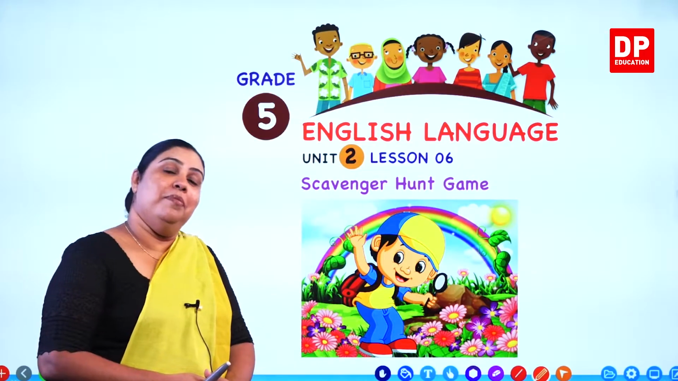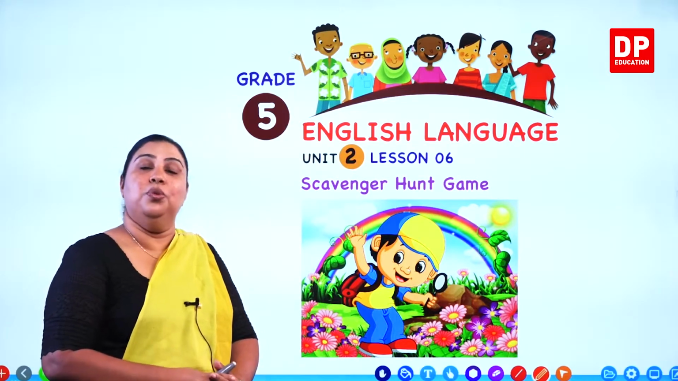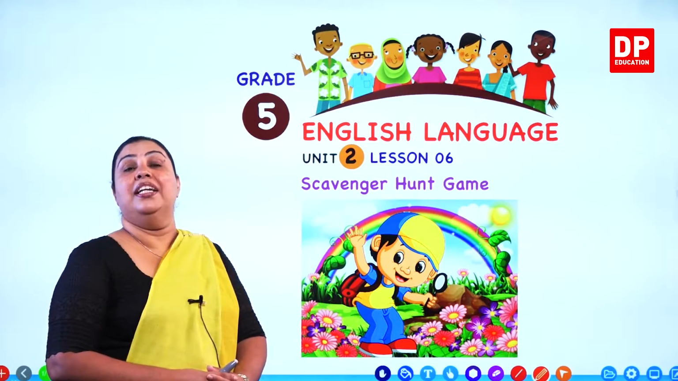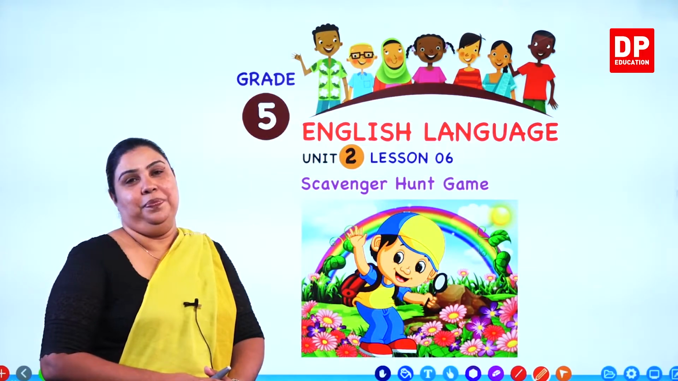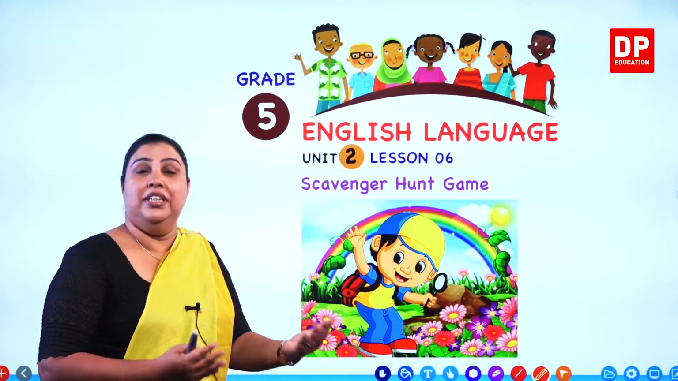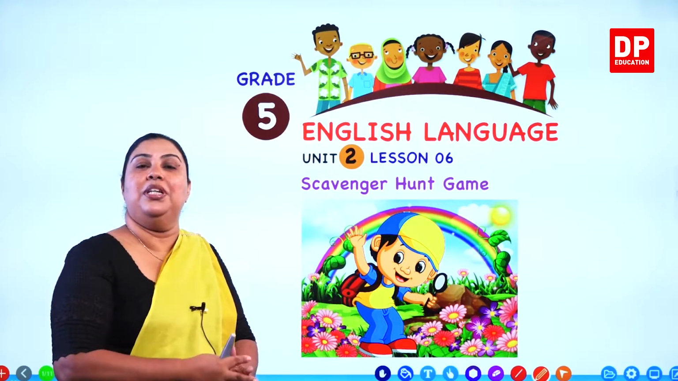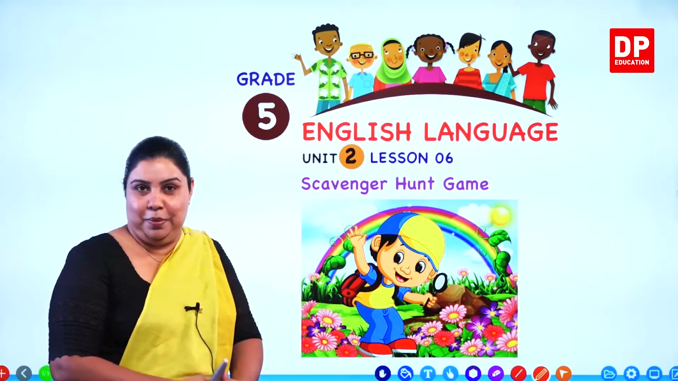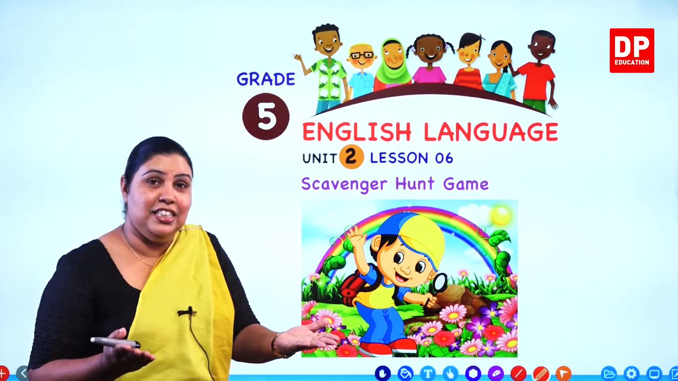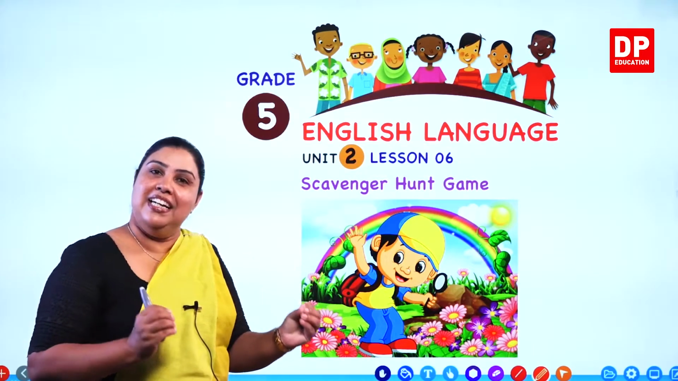I am in a studio, I am not in a school or outside. But now in your pupil's book, when your teacher in your school is doing your lesson, she will take you to the garden to do this scavenger hunt. Because we are talking about nature, you have to go to your school ground or your school garden and you can do this game. I know definitely your teacher is going to take you out to do the scavenger hunt game. But because I am in a studio, I'm bringing you these lessons as a video recording, I cannot go out and do my lesson in the garden.